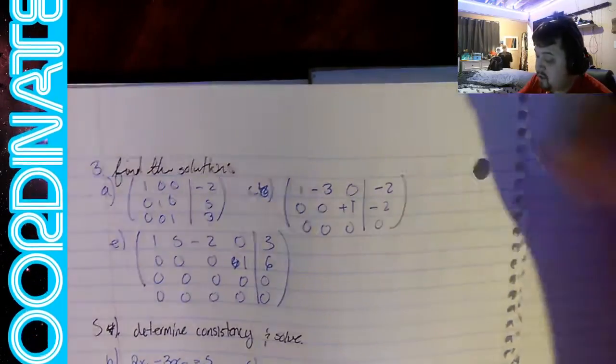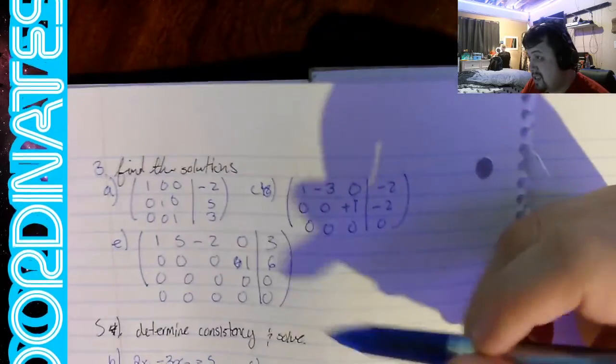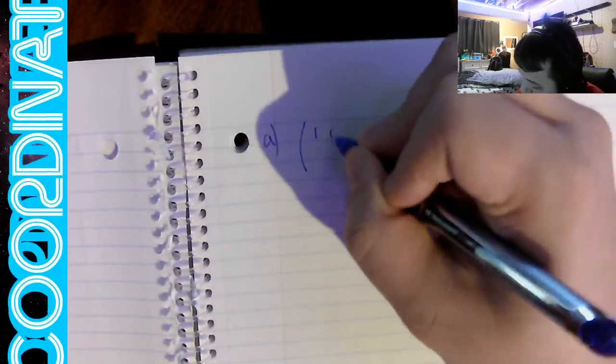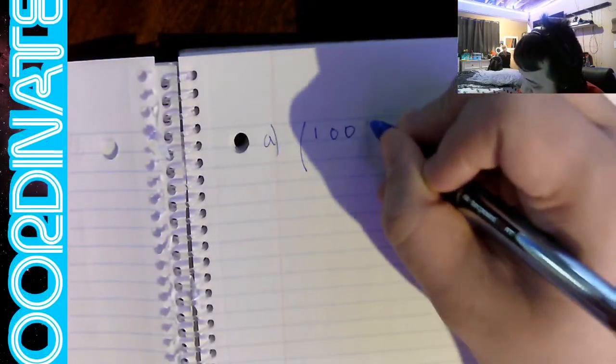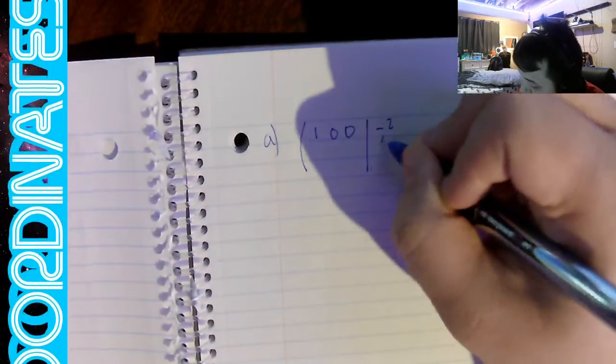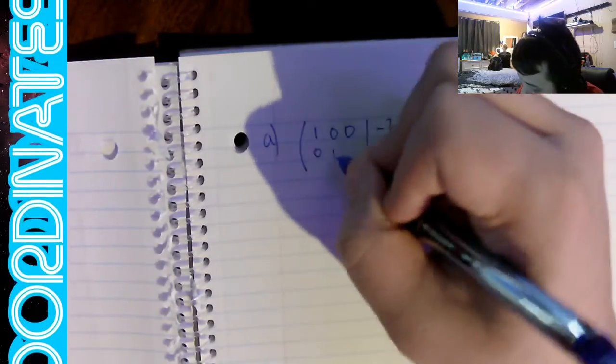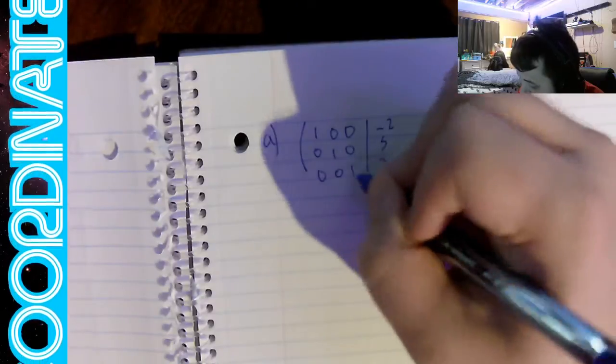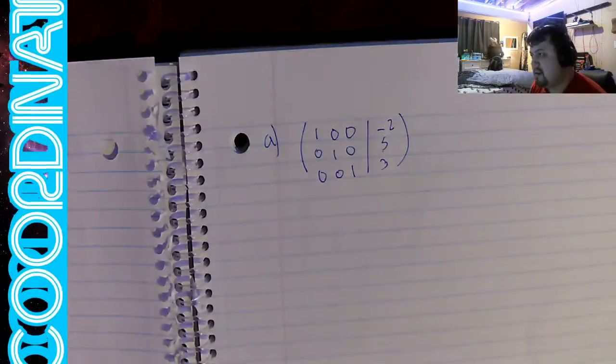Now, what this question is asking for is essentially just find all the solutions. Okay, well, for the first one, what we have is 1, 0, 0, negative 2, 5, 3, 0, 1, 0, and 0, 0, 1, 3. Okay.